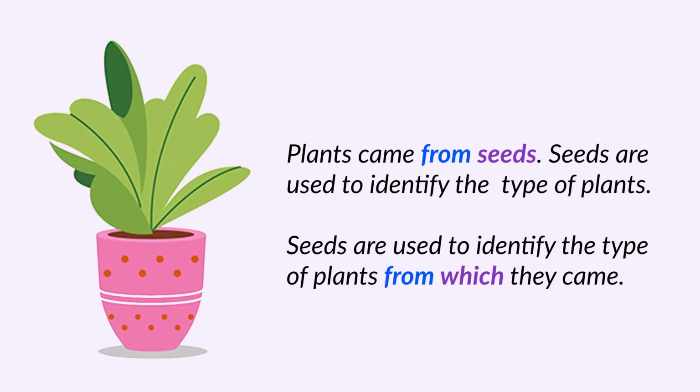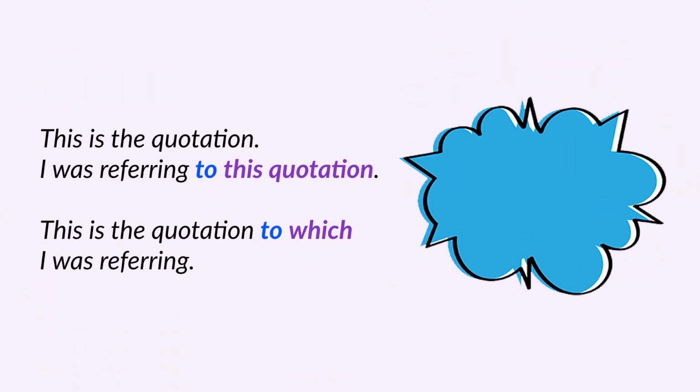Plants came from seeds. Seeds are used to identify the type of plants. Seeds are used to identify the type of plants from which they came. This is the quotation. I was referring to this quotation. This is the quotation to which I was referring.